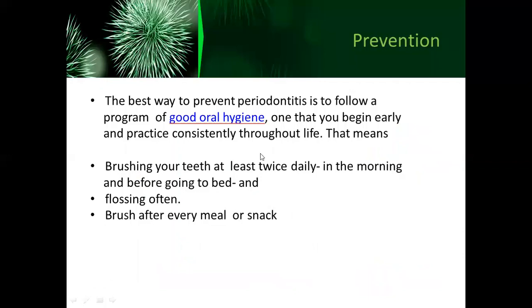Okay. So before we finish, the best way to prevent periodontitis is to follow a good oral hygiene program, one that you begin early and practice consistently throughout life. That's why we normally try to teach the babies as early as possible. Remember, we've said things like aggressive periodontitis normally start when people are still young, going into early adulthood. So the earlier we teach children, the better.